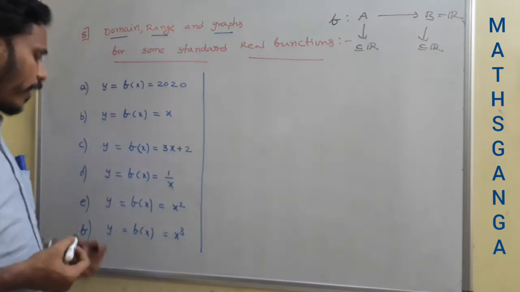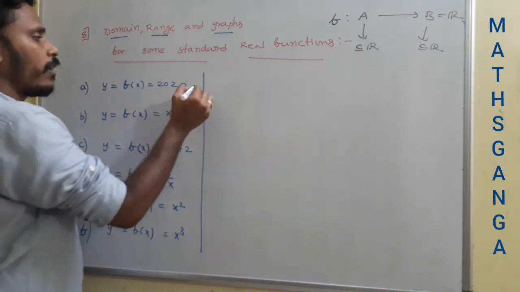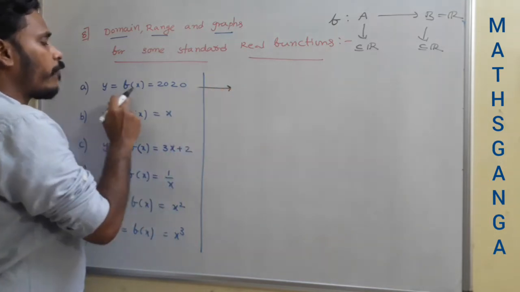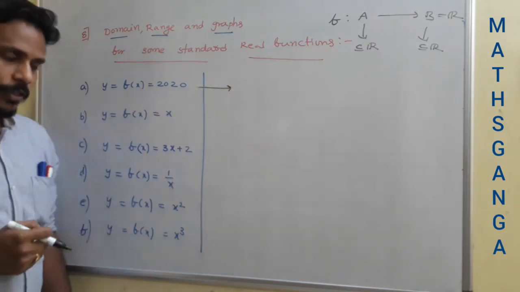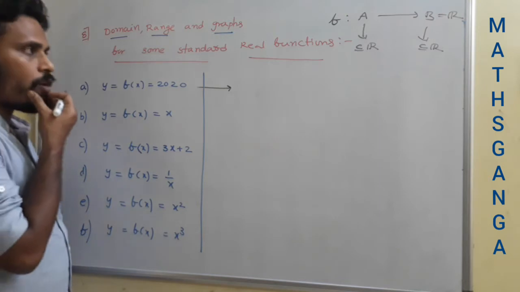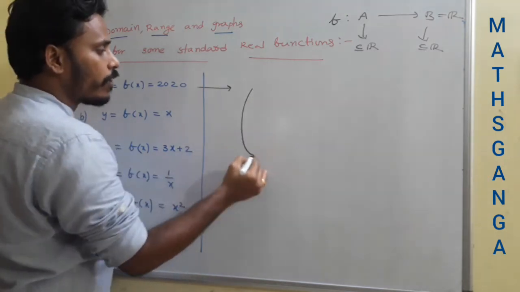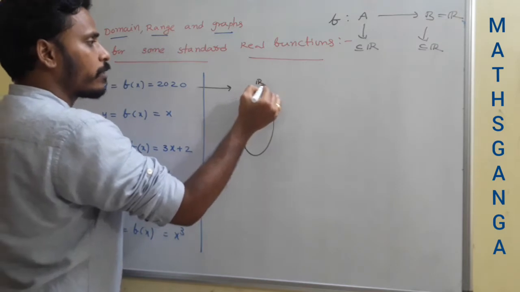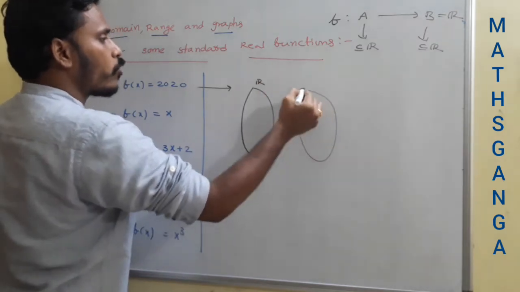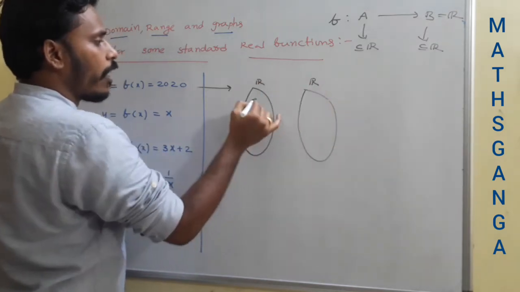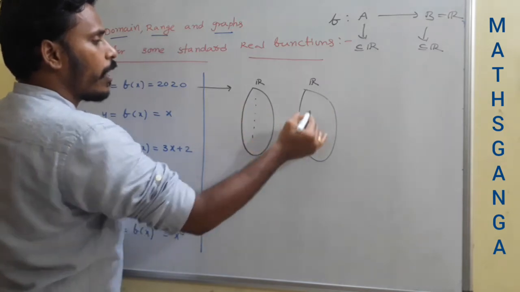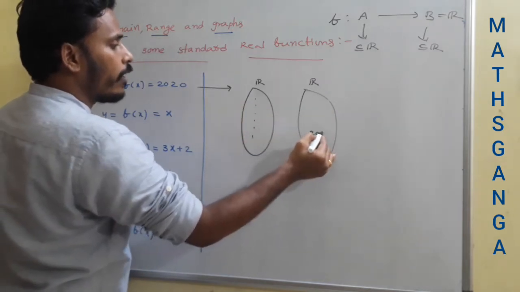Okay, right. First of all, just think about the first one: A, f of x is equal to 2020. Y is equal to f of x is equal to 2020. Suppose the first set is the real numbers and the second set also has real numbers. There are many numbers here, and here also we will get different real numbers.